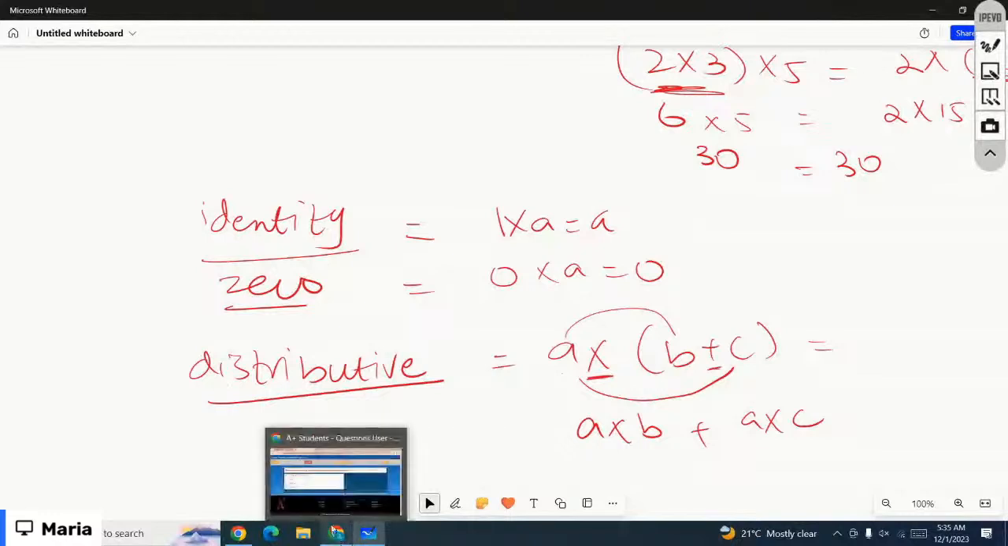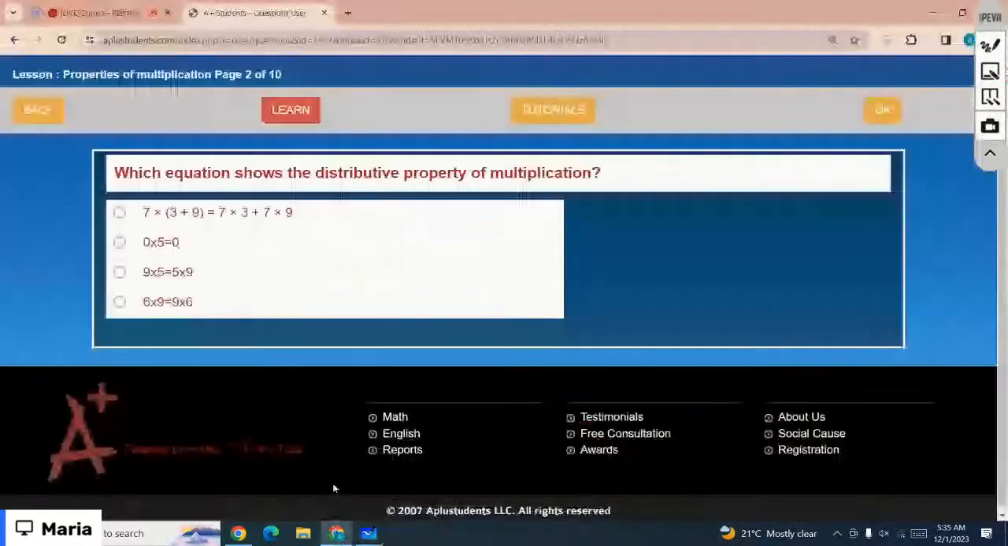So here you have which is the distributive property. The distributive is option number one. You can see two of the operations are involved. 7 times 3 plus 9, that equals 7 times 3 plus 7 times 9. Got it? Option 1 is the correct option.